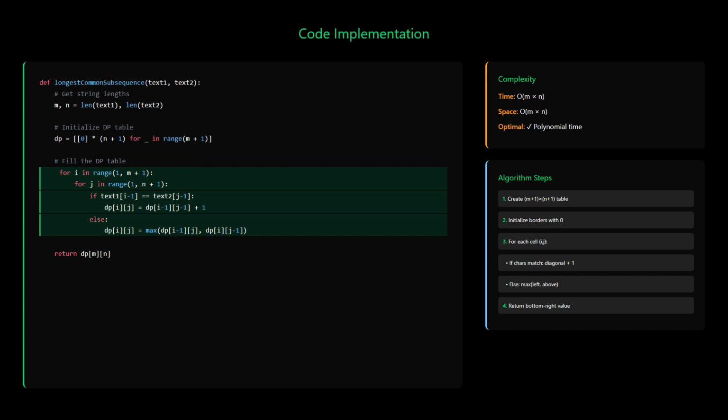If characters match, we add 1 to the diagonal value. If they don't match, we take the maximum of the cell above or to the left. The final answer will be in dp[m][n]. This solution has O(m * n) time complexity and O(m * n) space complexity, which is much better than our brute force approach.